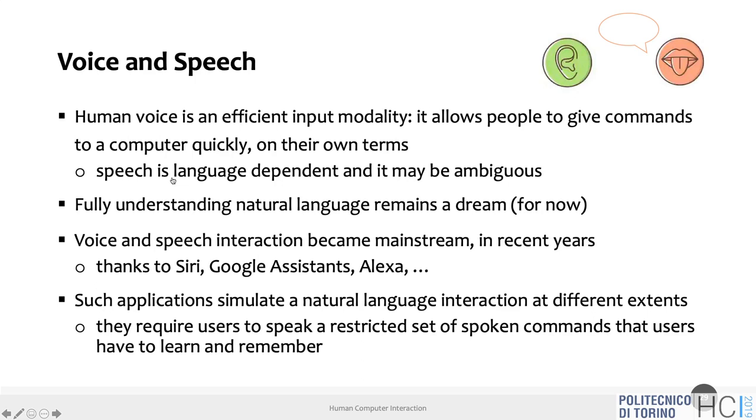And obviously, voice and speech interaction became mainstream in recent years, especially thanks to Siri, Google Assistant, Alexa, and all these conversational assistants. While we also have voice and speech interaction, maybe simpler than with these devices, already in our environment. Can you call to mind a place in which you may have had speech interaction, very simple speech interaction, let's say 10 years ago, 15 years ago?